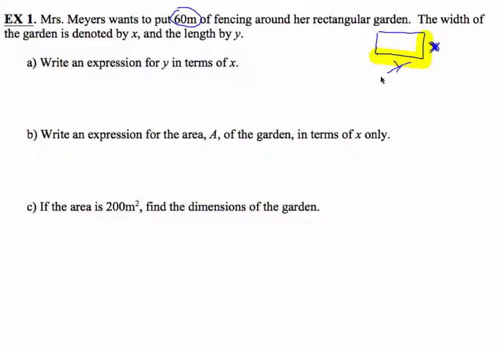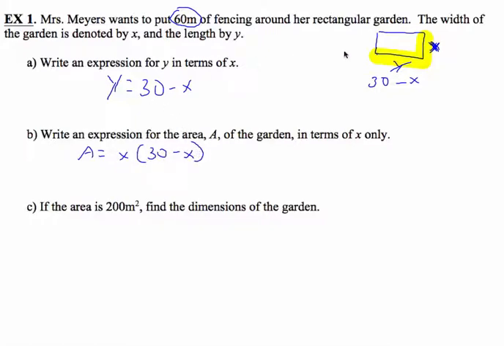Okay, so if one side is x, we can call the other side 30 minus x, because those two numbers have to add up to 30. Okay, so we have y equals 30 minus x. Now write an expression for the area of the garden in terms of x only. So the area is length times width, so that's x times 30 minus x.